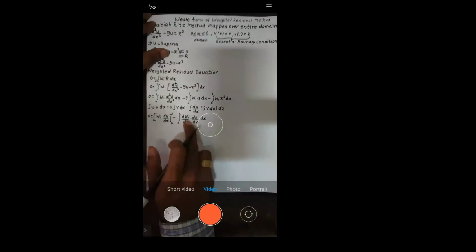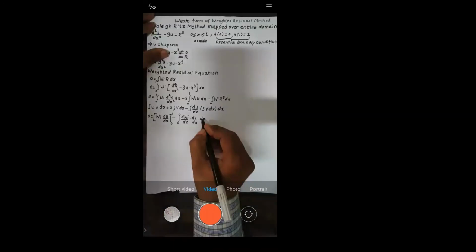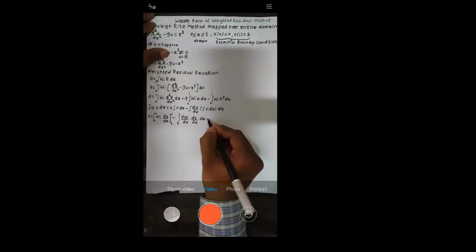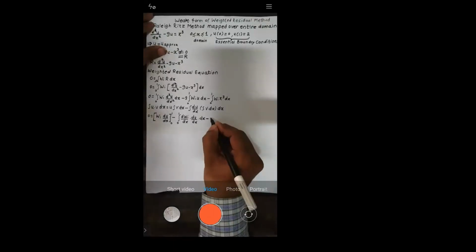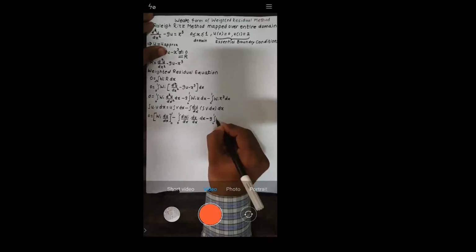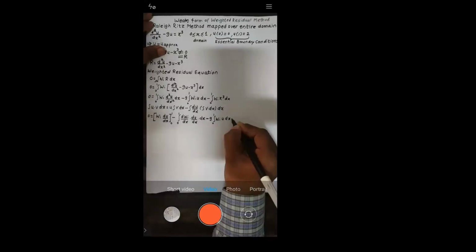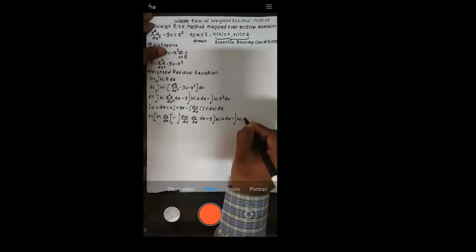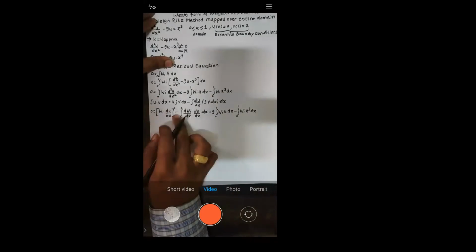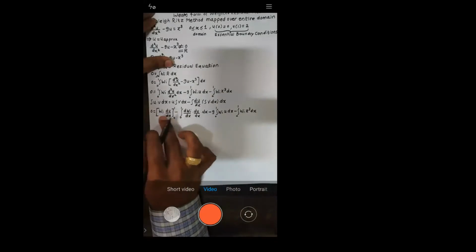Okay, so that is minus 9 integration 0 to 1 weight function into u into dx, minus integration 0 to 1 wi into x cube into dx. Is it okay? The rest of the two terms I'm keeping as it is. Right? Now see, now here you have integrated it, right? So you need to give the limits, that is upper limit minus lower limit. You need to give it. So I'll write it down here.